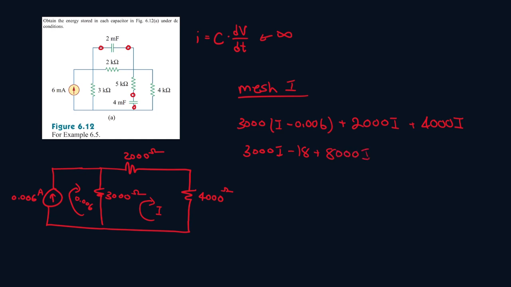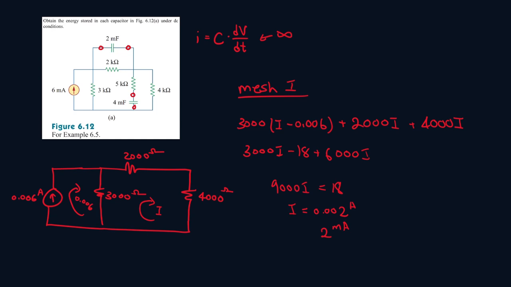So now we have, hold on, 11,000 I is equal to 18. Oh wait, sorry, I made a mistake. 2000 plus 4000 is 6000, not whatever I wrote. So it will be 9000 I equals 18. So I will be equal to 18 over 9000. So it will be 0.002 amps, or just 2 milliamps.